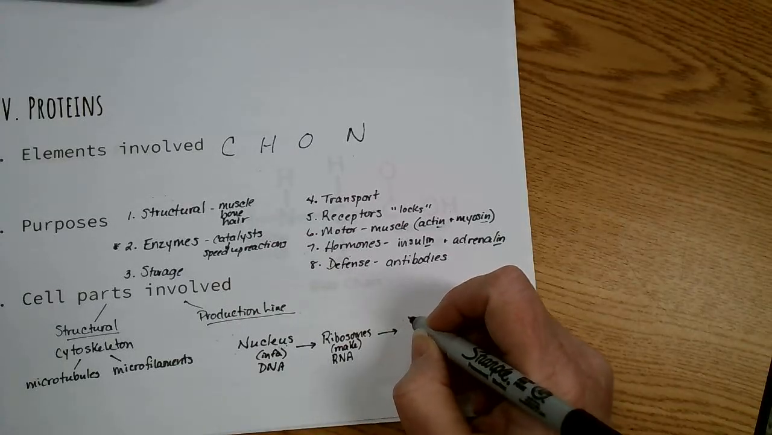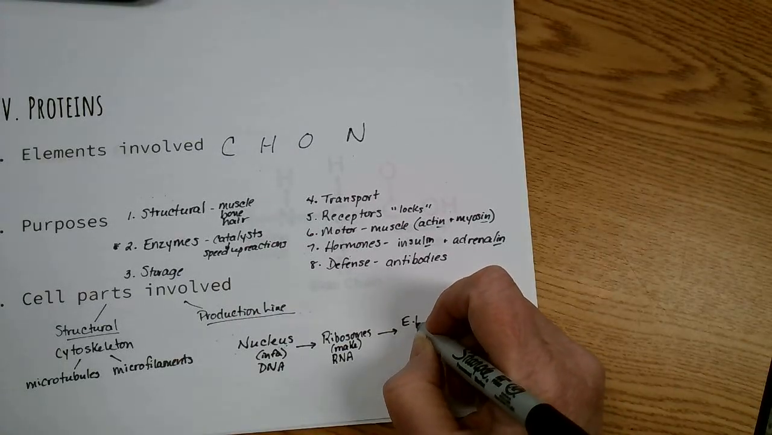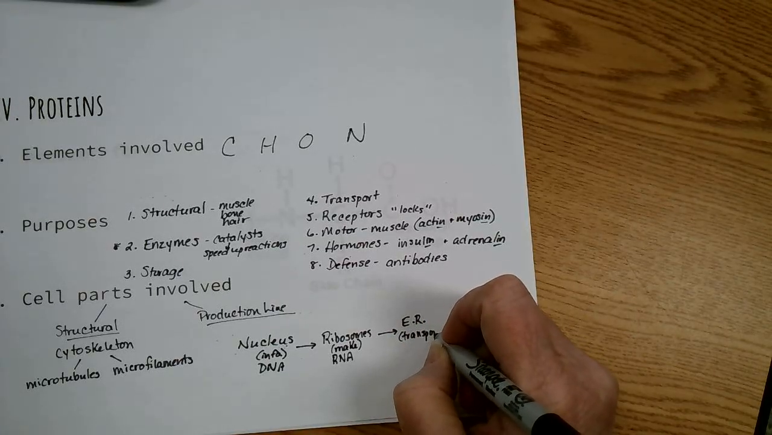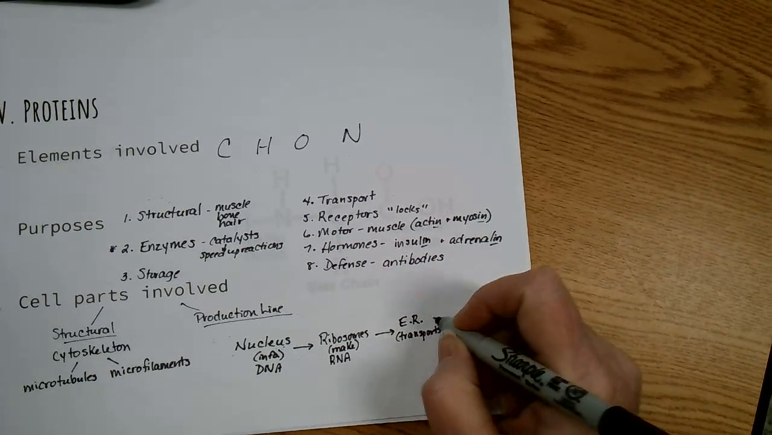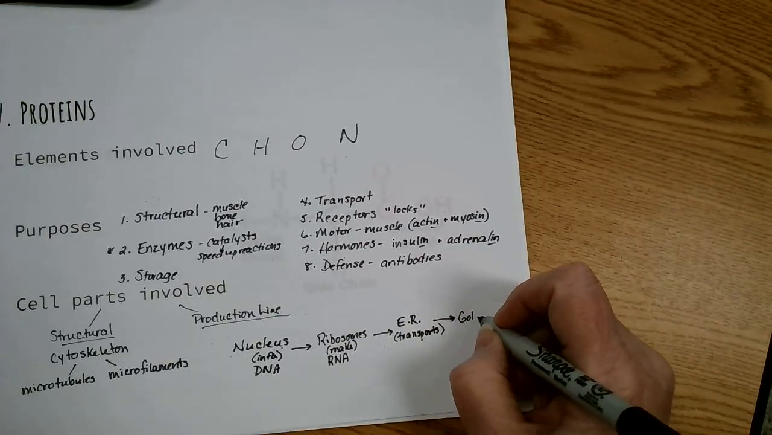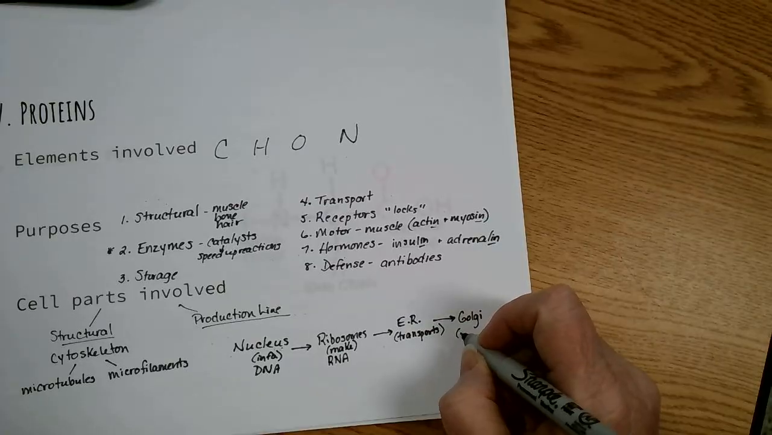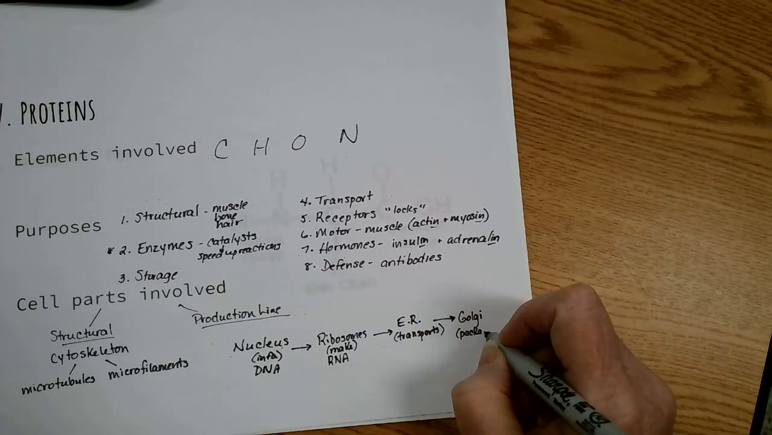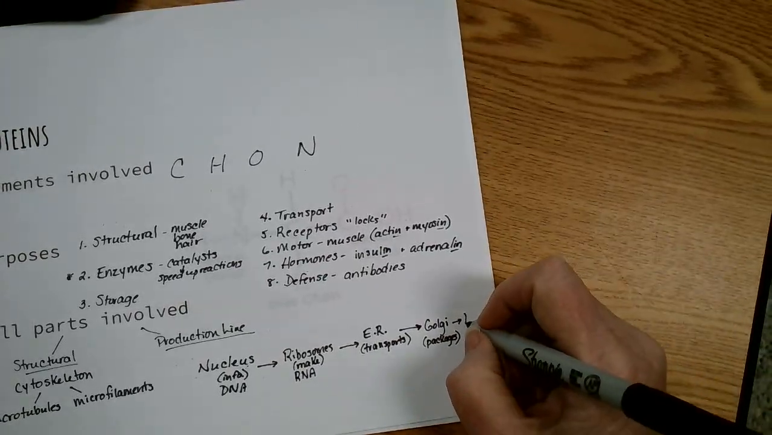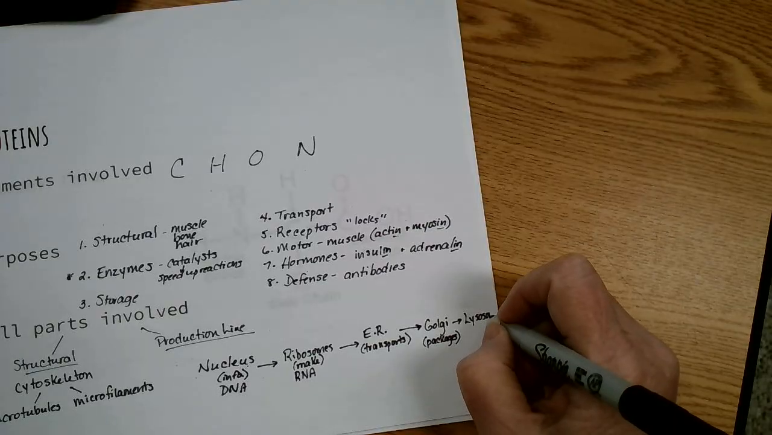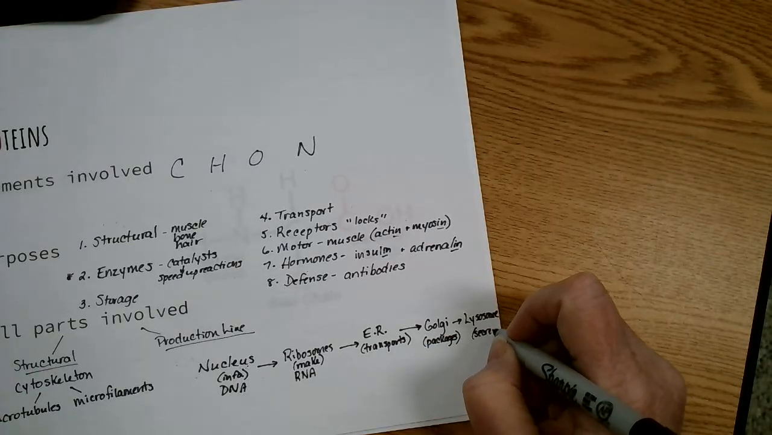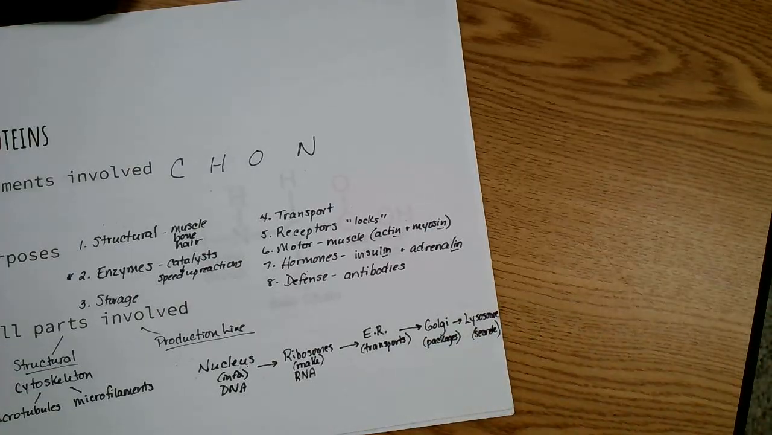Then once the protein's made, it needs to be transported, and that's the ER, remember, the endoplasmic reticulum. It transports the protein. Okay, and then after the ER, it needs to be packaged up, and that's the Golgi apparatus, the Golgi. Okay, and that packages it up, and then finally it goes out to what we call a lysosome, and that lysosome is going to secrete the protein. Okay, so that's the production line.